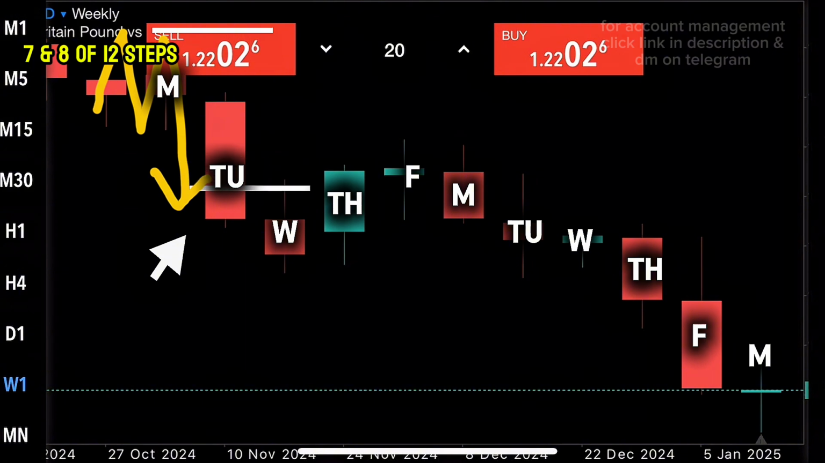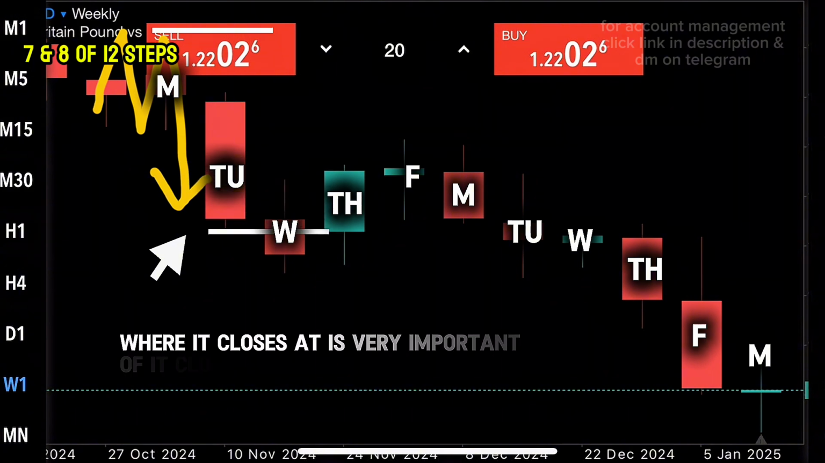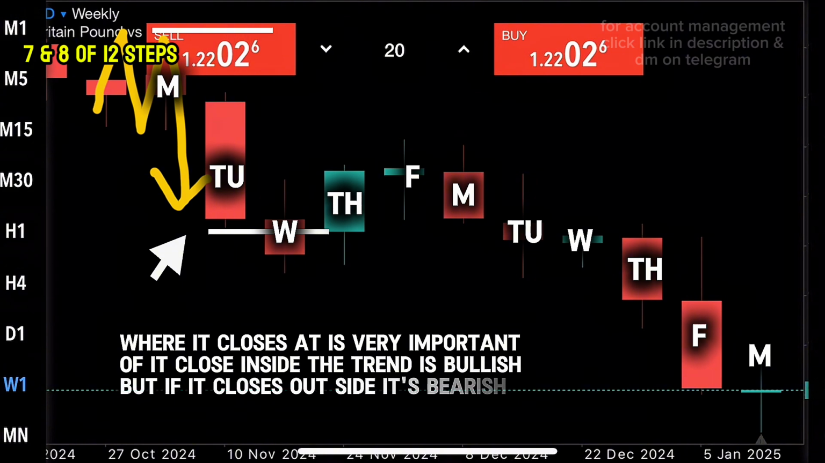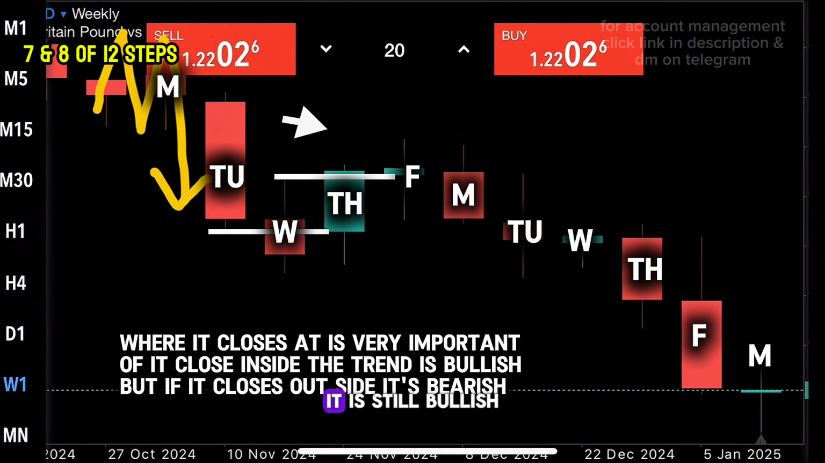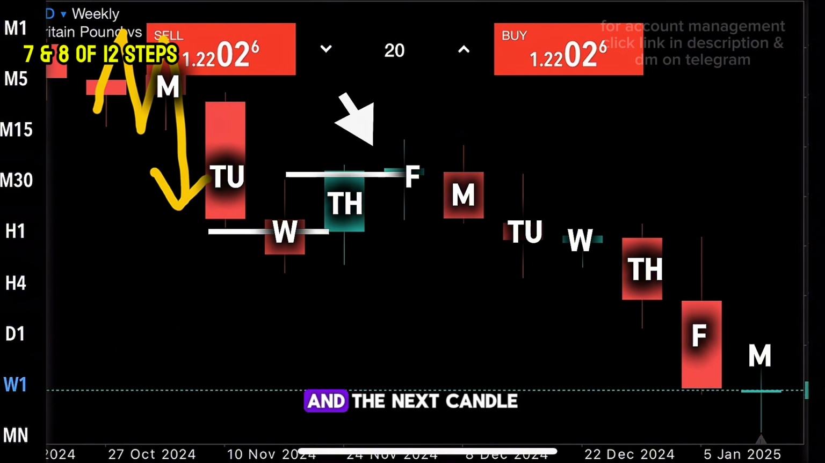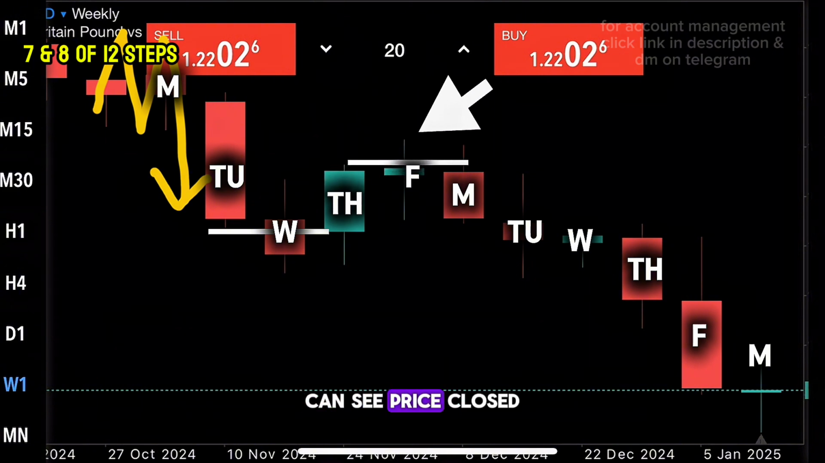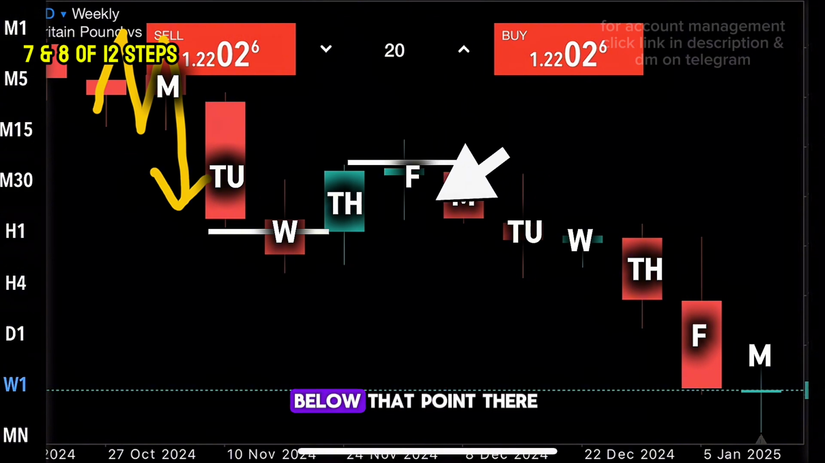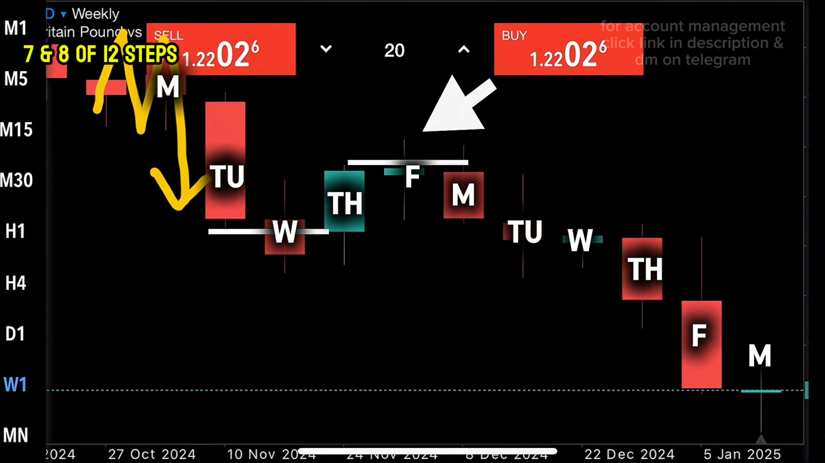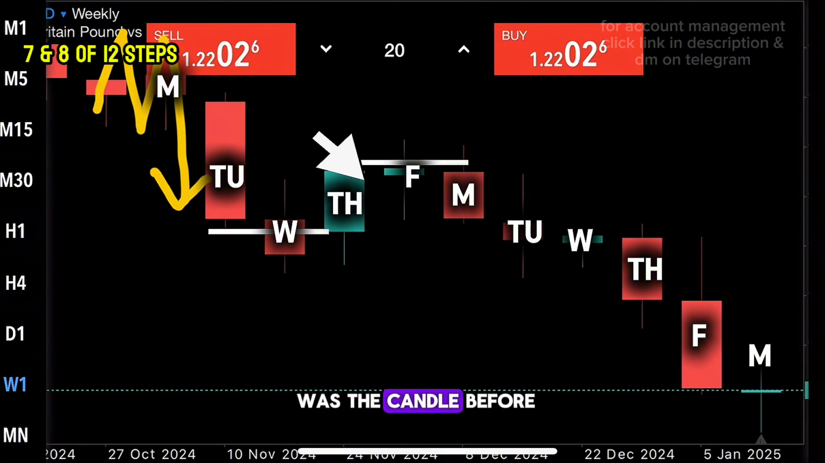So if it takes out the Tuesday low, the momentum is bearish, and you want to be focused on where it closes. If you look at that point there, you can see price closed at the top that day. That's why it is still bullish. And the next candle, which is on Friday, you can see price closed below that point there. But why I tag this point as still bullish is because the candle before was bullish.